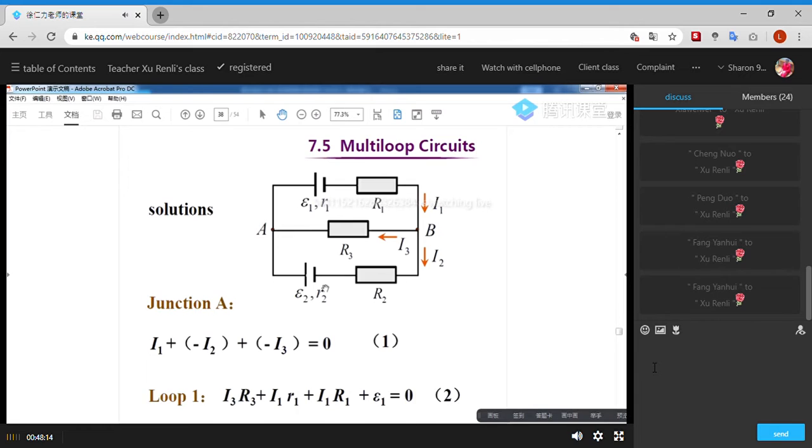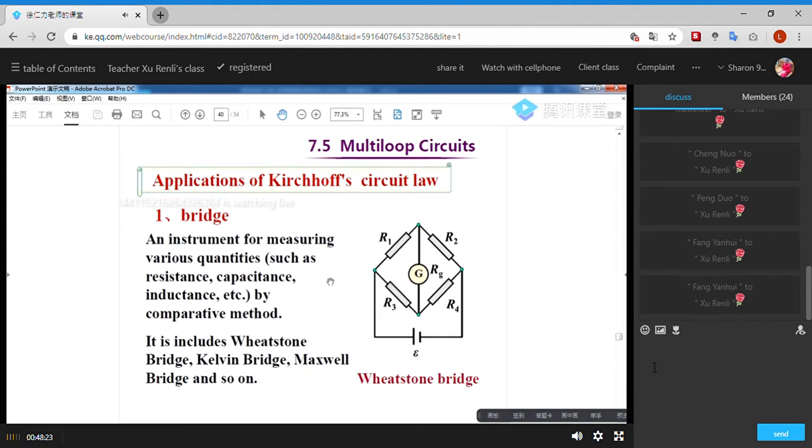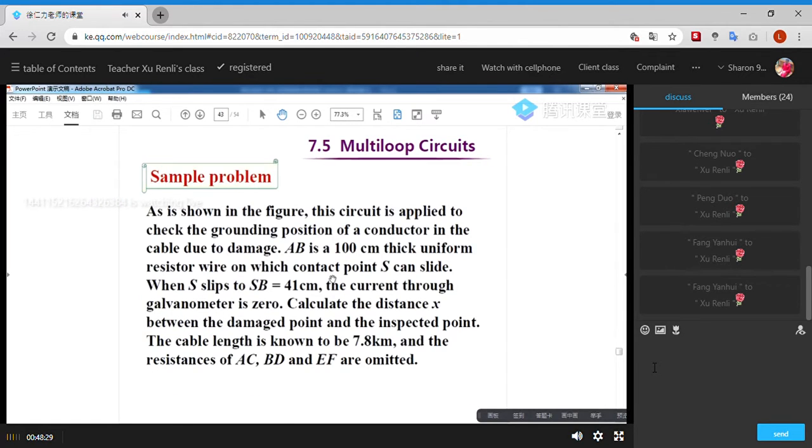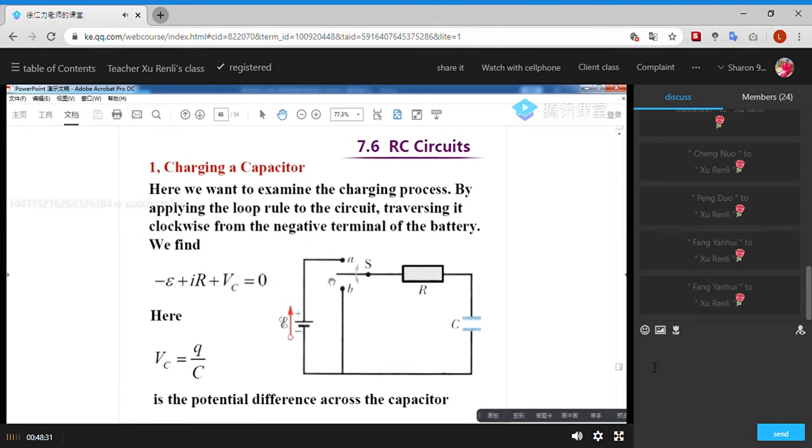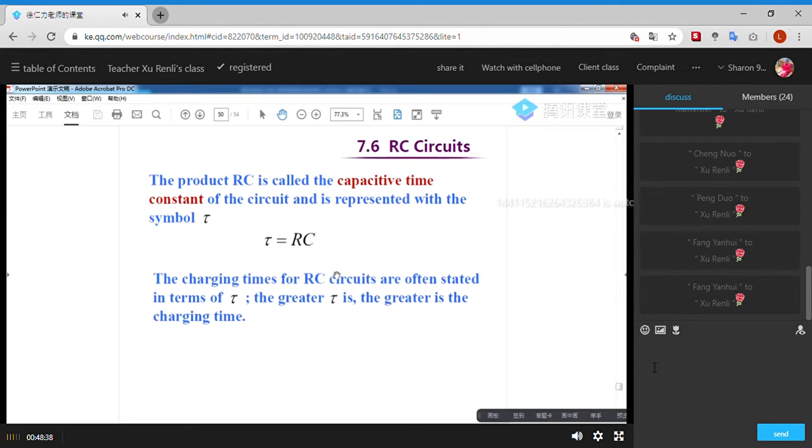Now this is the knowledge in the last chapter, direct current. The most important content is Kirchhoff's law. Okay, this is all the content in the last chapter, direct current.